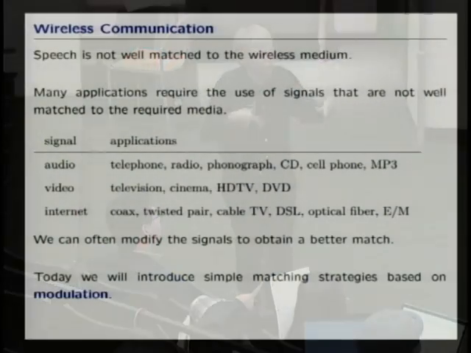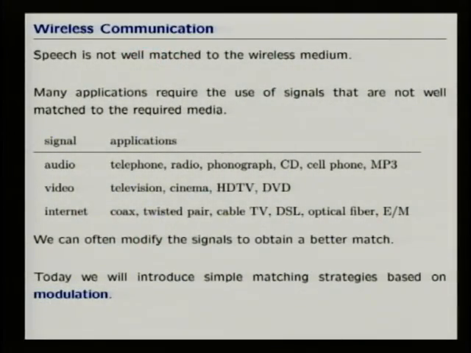So the point is that when we're thinking about how we would like to use the electromagnetic spectrum for communications tasks, that spectrum is not necessarily well matched to the communications problem of interest. You might think that the cellular example is an exception. In fact, that's the rule.